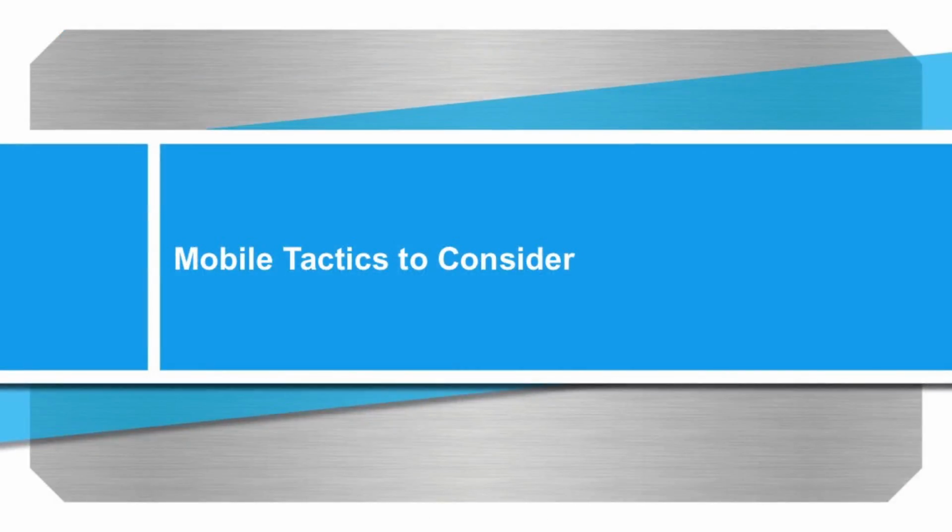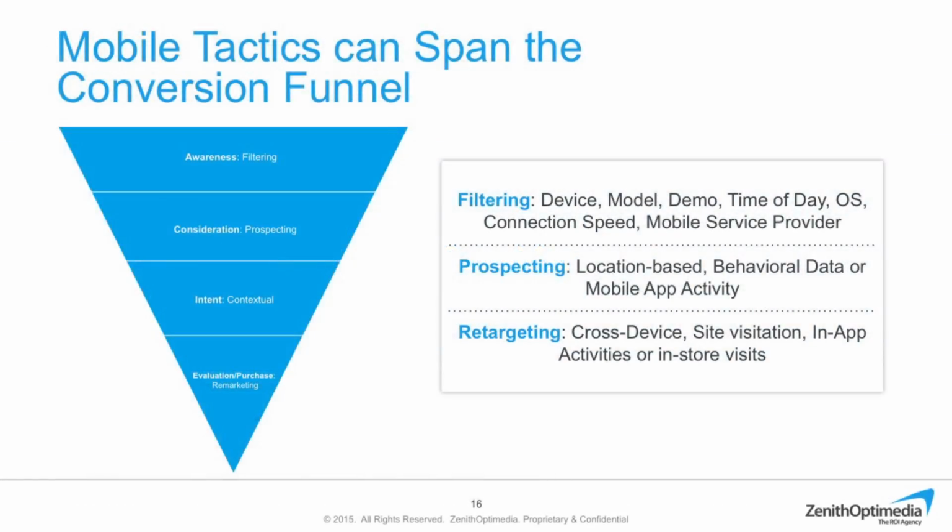Now let's take a look at some of the tactics to consider within the mobile channel. As with the display channel, mobile tactics can span the conversion funnel. Moving down the funnel, we start with awareness, or the filtering tactic at the top. This is where you add data layers on top that you don't pay for to further qualify your audience. This could include device, model, demographic, or maybe you want to add day parting, or only target those users who have a certain connection speed or a certain mobile service provider.